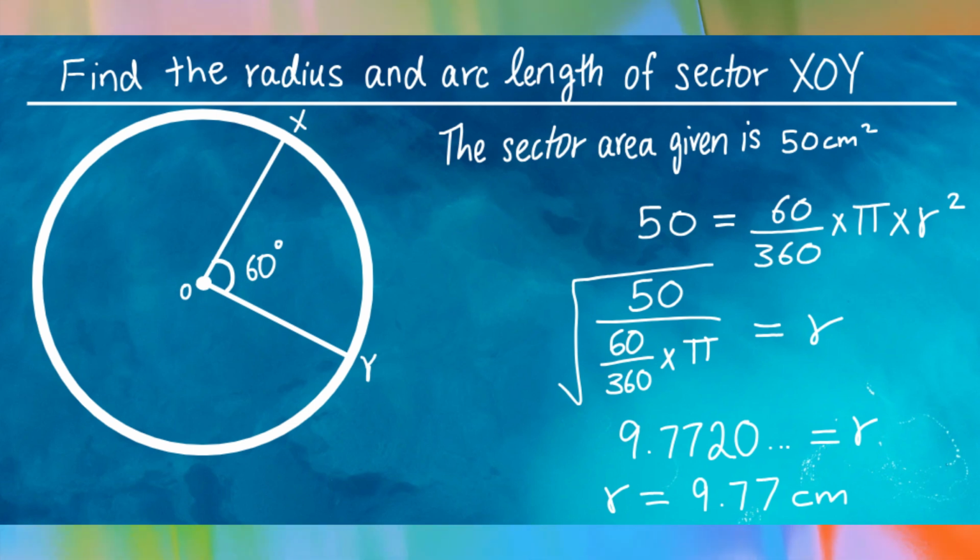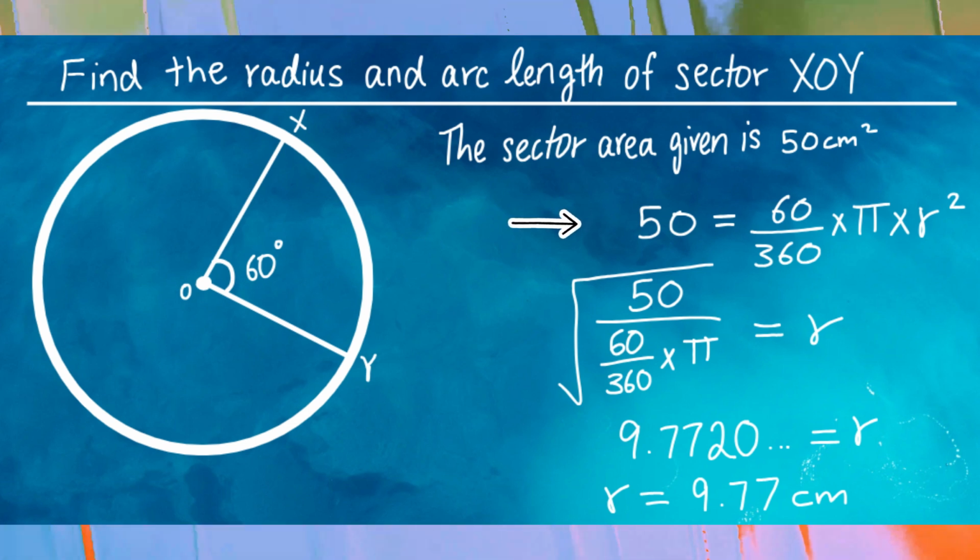Here's another example. We have to find the radius and length of sector XY. We have the sector area already given as 50 centimeters squared. Let's start by finding the radius. To do that, let's review the information we are given in the question. Since we are given the sector area, we can use the formula for the sector area to find the radius.